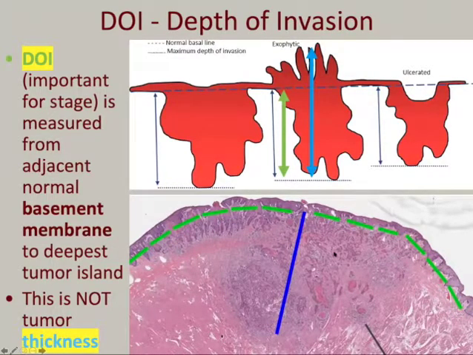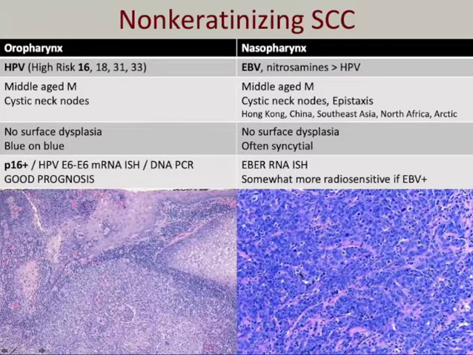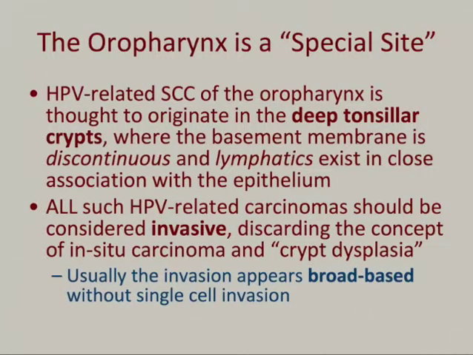All right, so the great thing, as we know about oropharyngeal cancers, is that they have a good prognosis if they are in fact HPV related. So the oropharynx is a special site, and while I talk about this, I'm actually going to launch a poll, which we're going to get to in a minute. HPV related squamous cell carcinomas originate from these deep tonsillar crypts where the basement membrane is discontinuous and those lymphatics are very close to the epithelium. Therefore, all HPV cancers are essentially considered invasive.